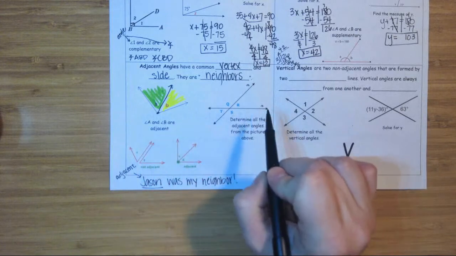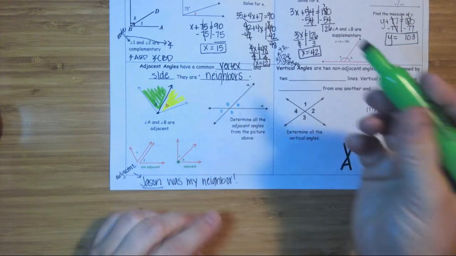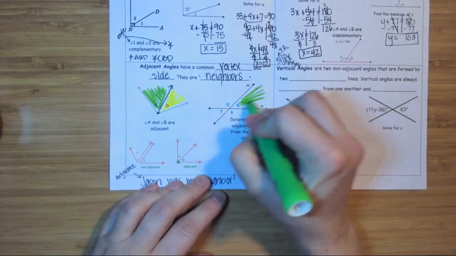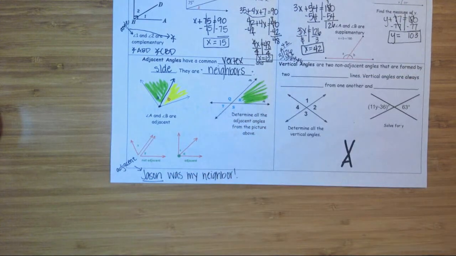So let's use that knowledge and come over here. And I'm going to use some colors again. I'm going to do green for angle R.